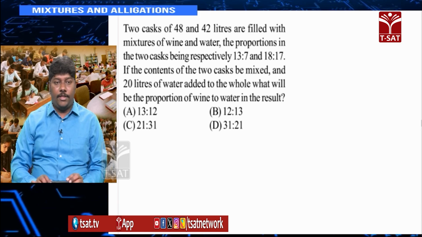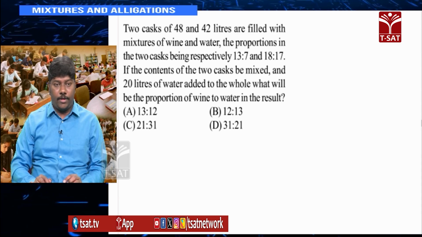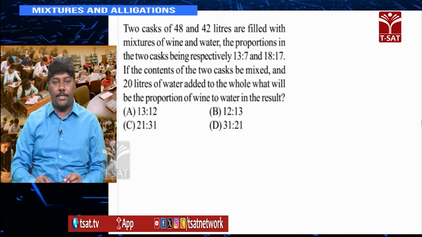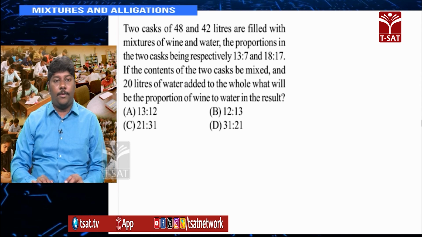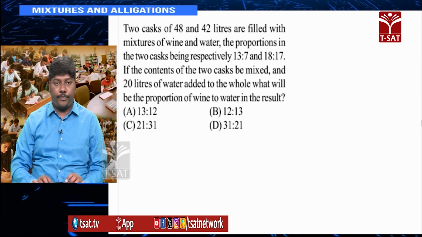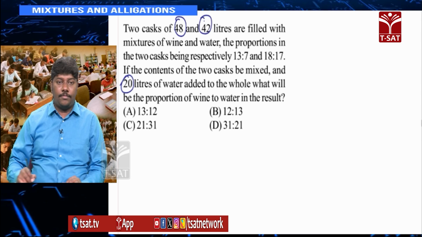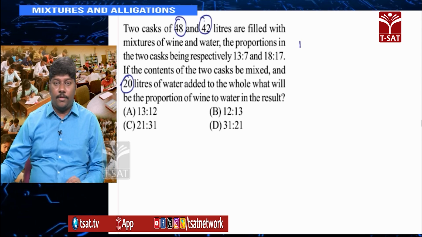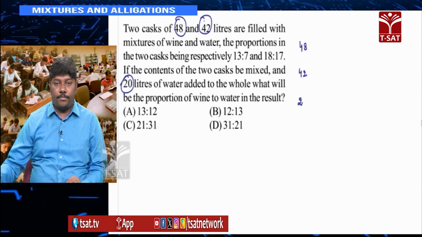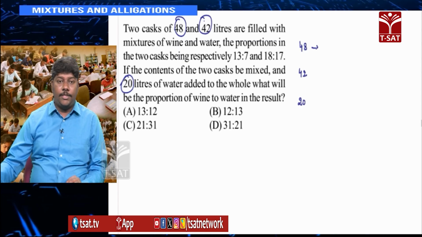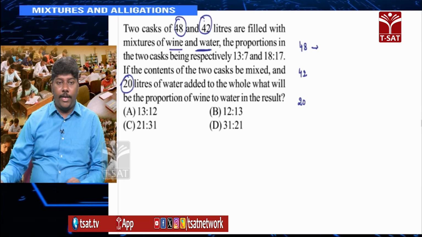Two casks of 48 and 42 liters are filled with mixtures of wine and water. The proportions in the two casks being respectively 13:7, 18:17 of the contents. If the contents of the two casks be mixed and 20 liters of water is added to the whole, what will be the proportion of wine and water in the result? See here, you are adding these two to 20 liters of water. So, I would take 48 and 42, finally 20. Here I am considering wine and water, he says. I am preferring wine here.